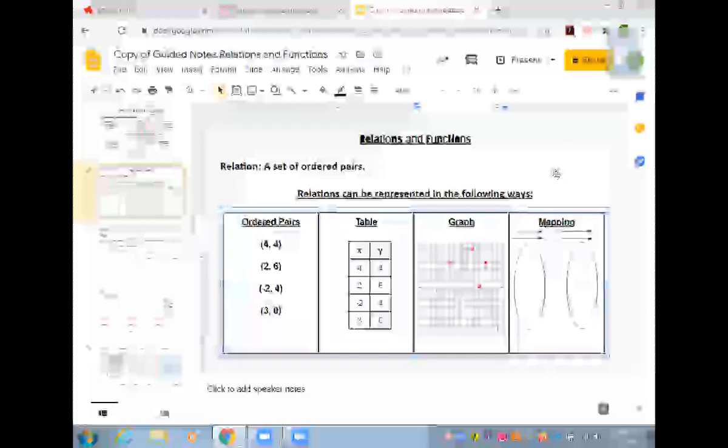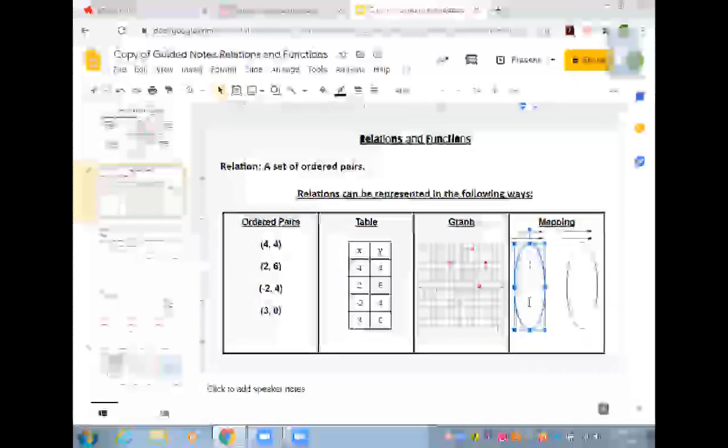Okay, so now let's create that mapping. So mapping has 2 ovals, as you can see here. I've already created them for you. In one oval, you put all your X's, and in the other one, you put your Y's. Now, the key thing is if you have an X or a Y that repeats itself, you don't put it twice. You only put it one time. You also need to go from least to greatest in your order when you list them. So on the oval on the left-hand side, I'm going to put my X's.